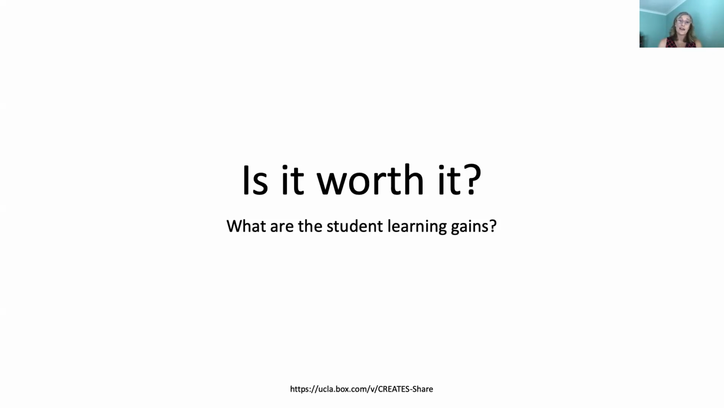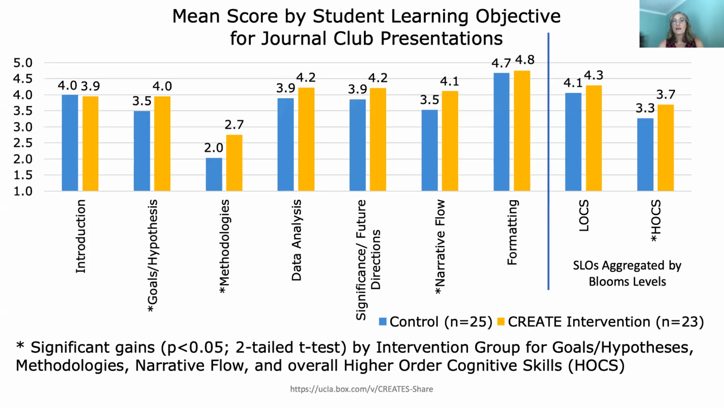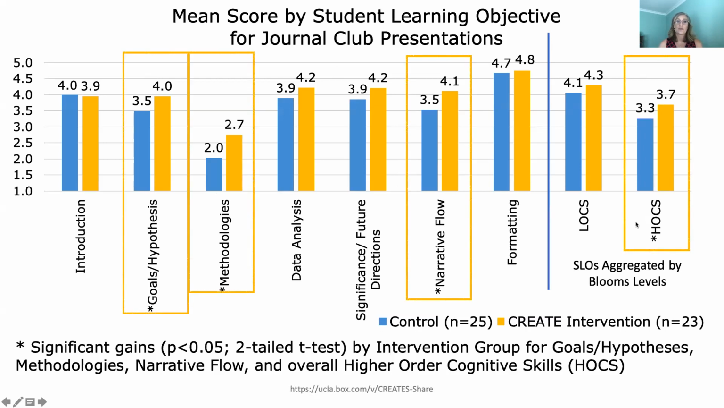Okay. So what I did is I used rubrics to assess the journal clubs for the two different cohorts, my control group and my CRATES intervention group. And I had a couple different learning objectives involved, and also I had different rubric items identified by higher order and lower order cognitive skills. And I found that some things I was really interested in actually did improve. Students were much better able to identify, elucidate, and describe the context of hypotheses. They much better understood the methodologies of the papers. And for me, this was a really important one. They had a better narrative flow. So they could tell a story with the research. And to me, that was valuable.